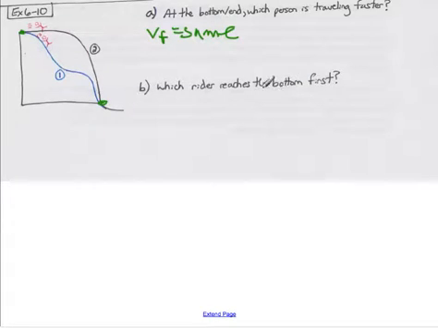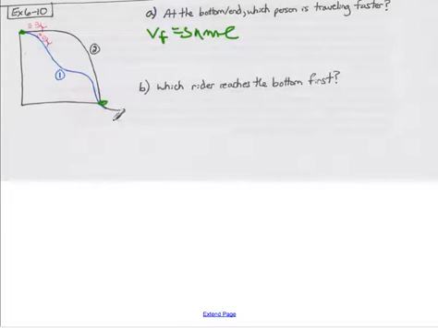So part B says which rider reaches the bottom first. So even though their velocity when they get here is the same, maybe they get there at different times. That's a little bit sneaky, but it doesn't mean that this is necessarily going to be the same. Are they going to get there at the same time? I think that if you tried this with your friends or just thought about it in your head for a second, you're going to realize that no, they're not going to get there at the same time.